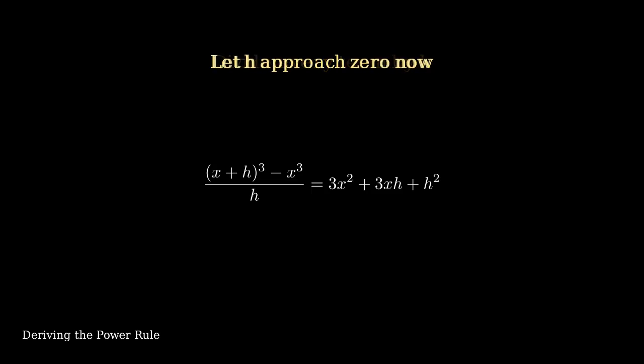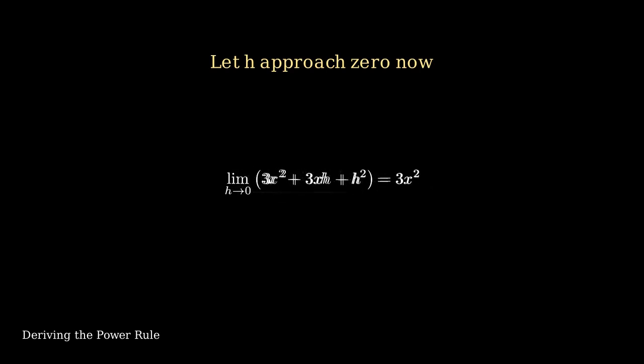Now take the limit as h goes to 0. The term 3xh goes to 0, and the term h squared also goes to 0. Only 3x squared survives, so derivative of x cubed equals 3x squared.